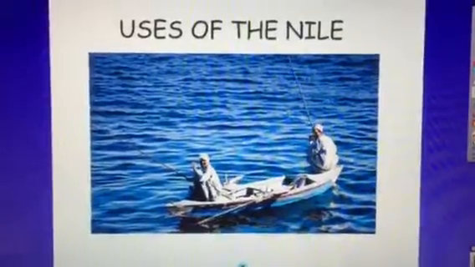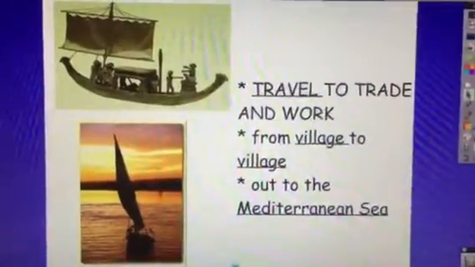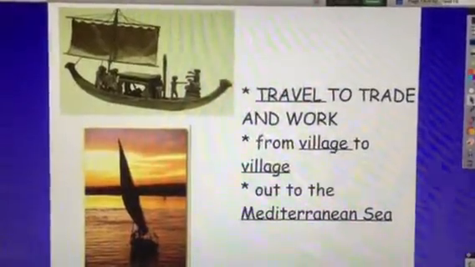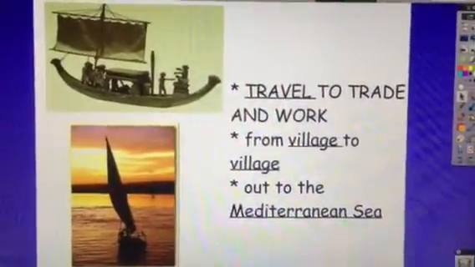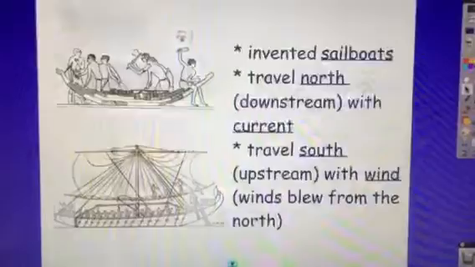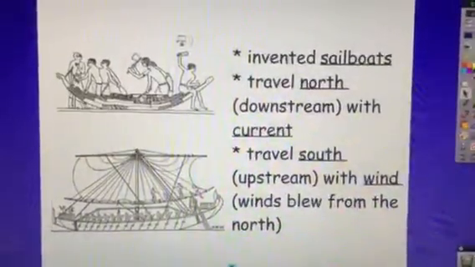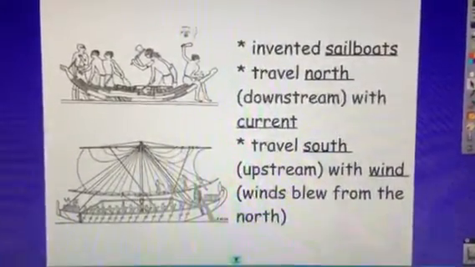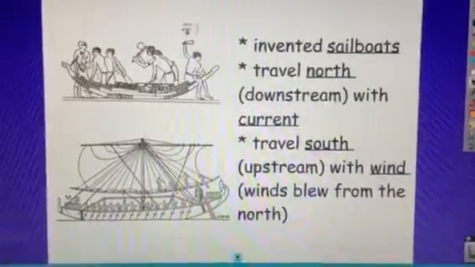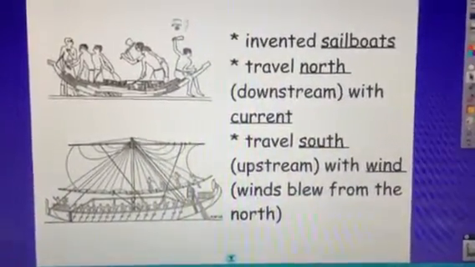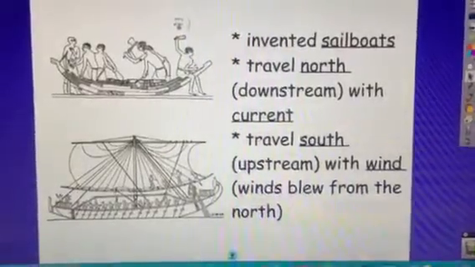We're talking about the uses of the Nile. They use the Nile to travel in order to trade and work. They go from village to village, and they use it to get out to the Mediterranean Sea. Egyptians invented sailboats. They traveled north, which is downstream with the current, and then they traveled upstream with the wind. The wind blows from the north.